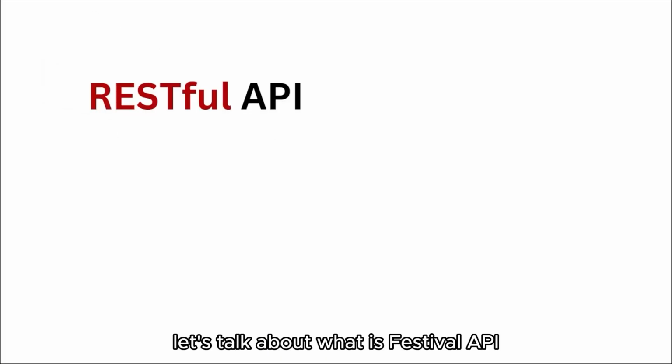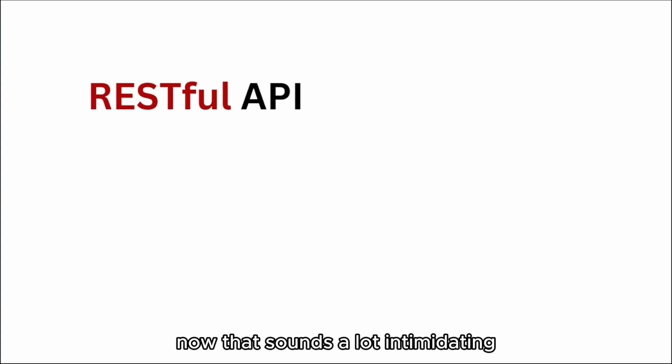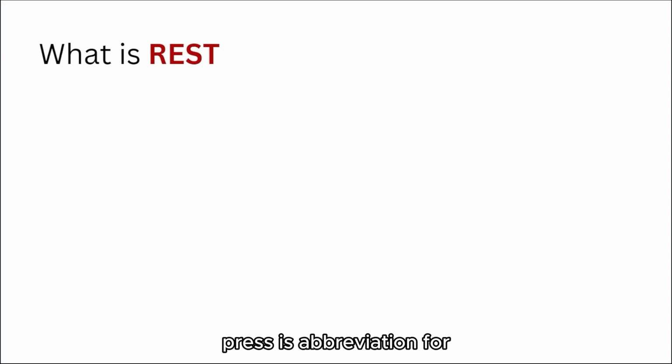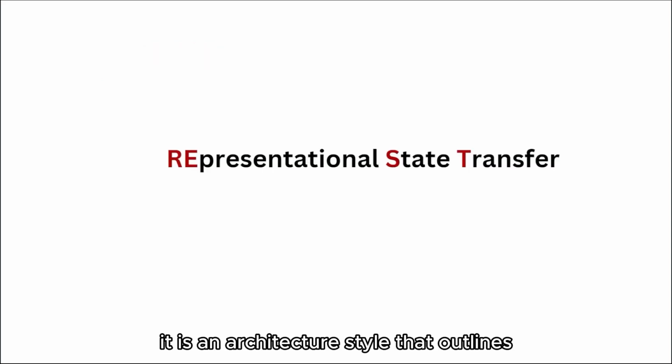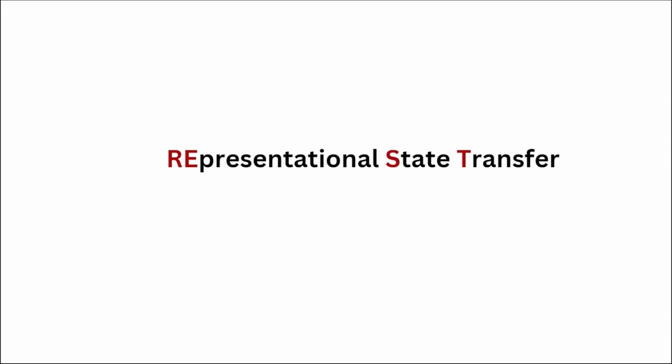To start with, let's talk about what is RESTful API. RESTful API is a type of application programming interface, or API, that adheres to principles and constraints of the REST architectural style. Now, that sounds like a lot and intimidating, but to make it simple, it only means that RESTful API uses REST to communicate with the server. REST is an abbreviation for Representational State Transfer. It is an architectural style that outlines how network resources are accessed and interacted with over a network, typically the internet. It emphasizes a stateless client-server interaction model.